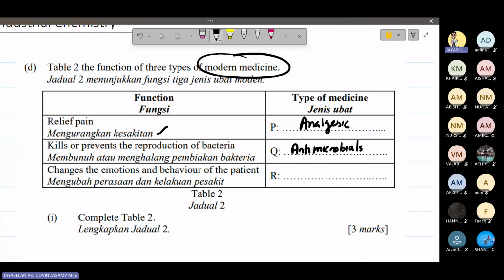Okay, must remember. Emotion changer, changes the emotion and behavior of the patient. Sharwan, answer? Psychotic drugs. Very good. Can become a doctor. Psychotic drugs or psychotic medicine.